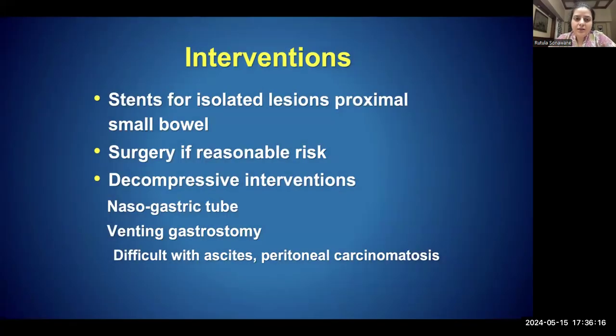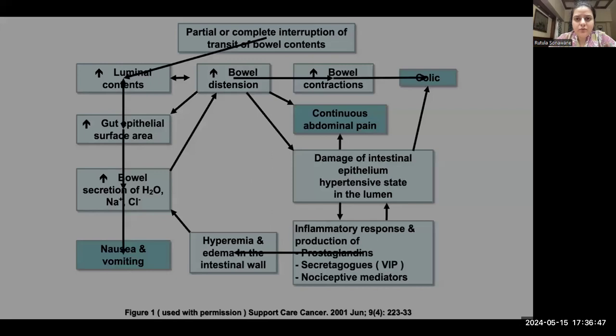Interventions, so surgical management would be either stent insertion, or surgical interventions, like you remove and anastomose the ends. Decompressive interventions like putting in a nasogastric tube, putting in a venting gastrostomy. Venting gastrostomy is basically a feeding gastrostomy, but it is used to remove the bowel contents or the stomach contents rather than feeding through it. Okay. And coming back to the flowchart.